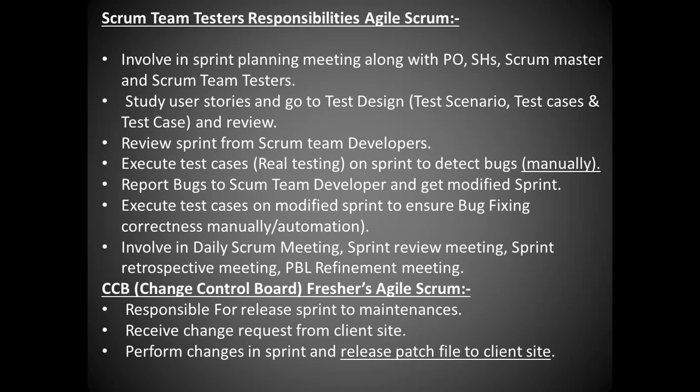Reviewing the sprint from the Scrum team developers, executing the test cases, real testing on the sprint to detect the bugs manually, report bugs to the Scrum team developers, and get the modified sprint. Execute test cases on the modified sprint to ensure bug fixing and correctness, manually or with automation. Involving in daily Scrum meeting, sprint review meeting, sprint retrospective meeting, PBL refinement meeting. These are all the responsibilities in Agile Scrum for each and every Scrum team tester.